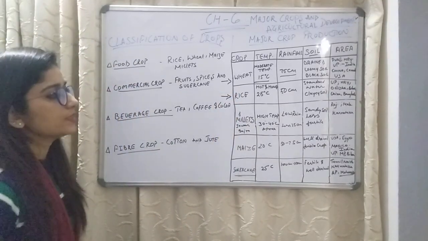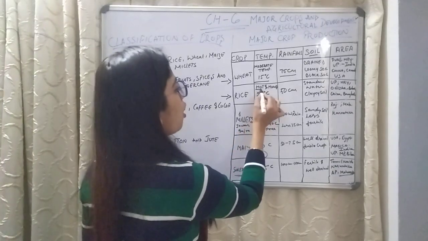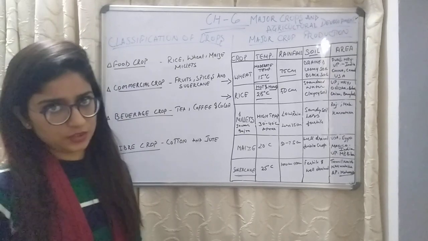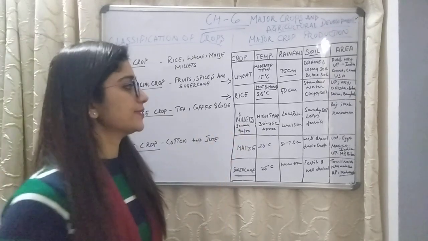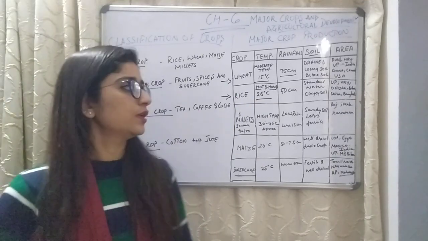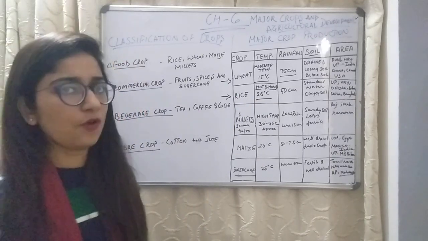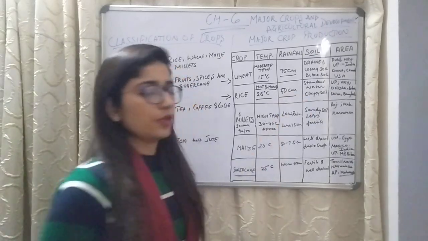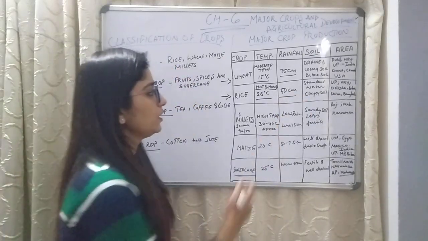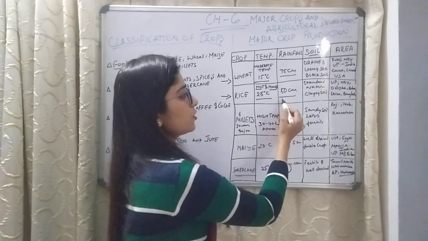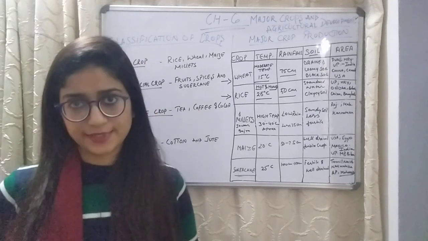Rice: for this the temperature should be hot and humid, that is 25 degrees Celsius. The temperature should be 25 degrees Celsius, and it should be hot and humid. Second thing, the rainfall should be 50 centimeters. Okay, temperature should be 25 degrees Celsius and the rainfall should be approximately 50 centimeters.